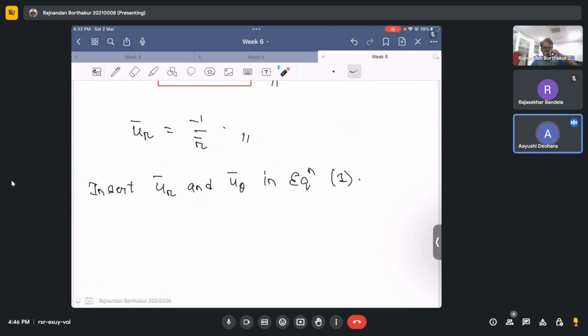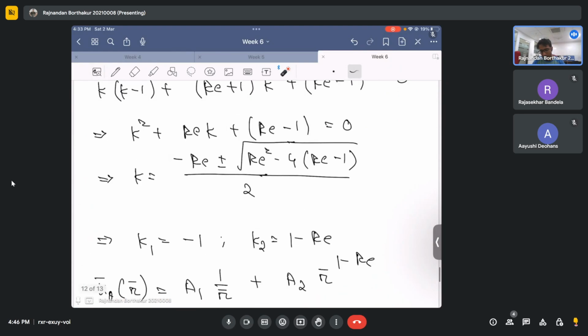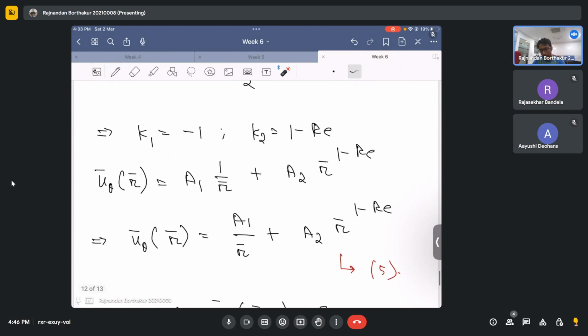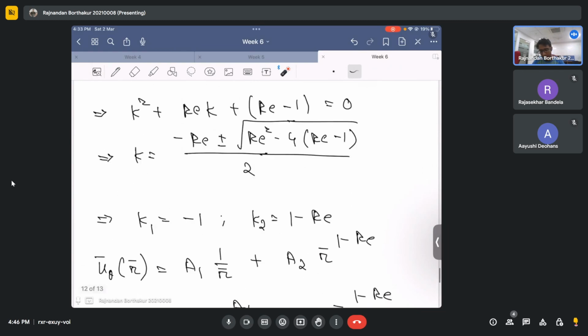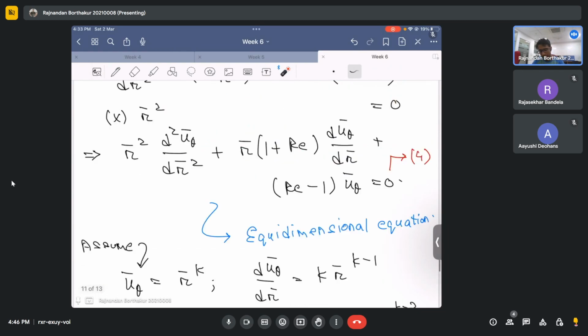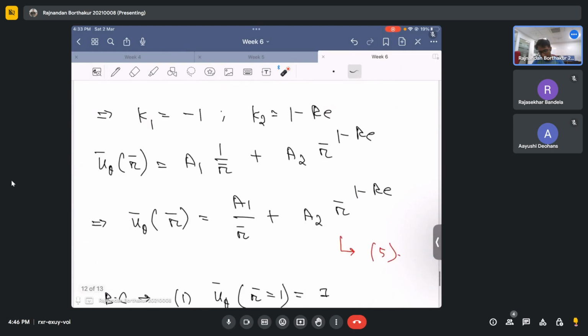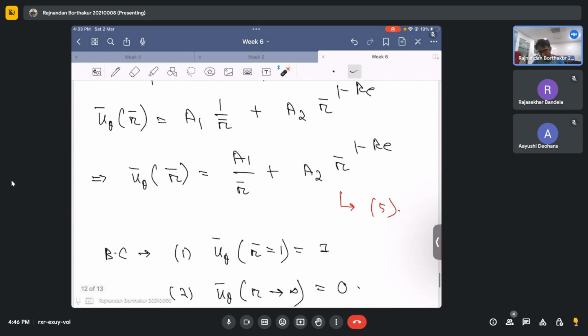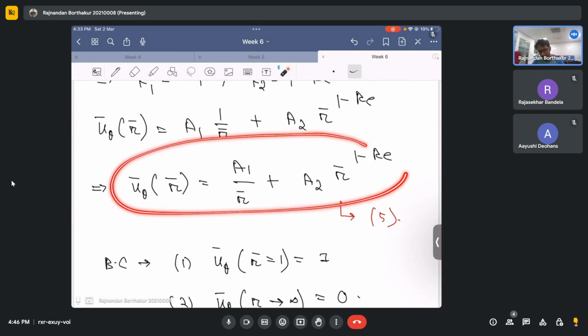How do we get the solution when Reynolds number is greater than 1? That's a good question. In that case, you will need to solve this problem numerically, according to me, because analytically I don't think you can solve this problem. So let's see where we have this. I think, yes, we just end up getting this one.